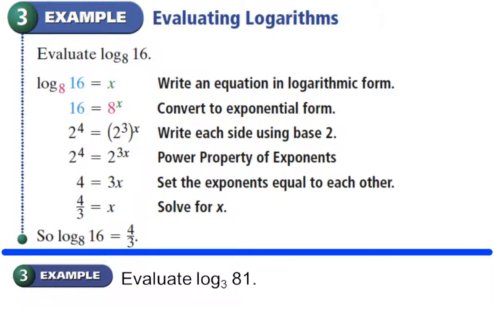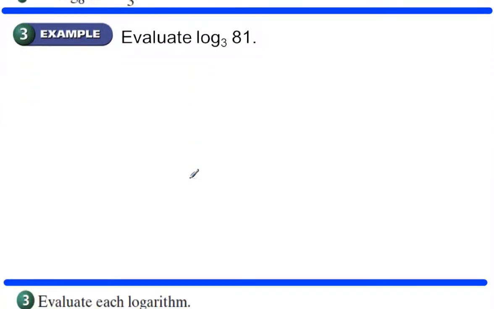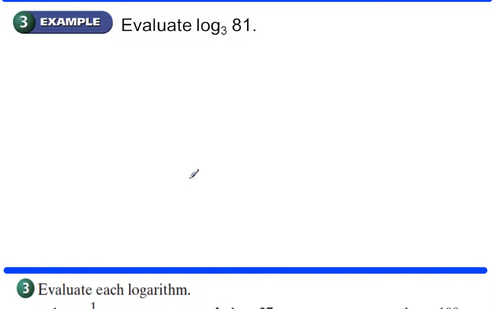They have to have the same basis. If they don't have the same basis, then you really can't proceed. So now we can say 4 equals 3x and solve it for x. This one for your notes here is actually going to be pretty easy, so we'll do the one down below as well. So we have evaluate log base 3 of 81 is equal to something.